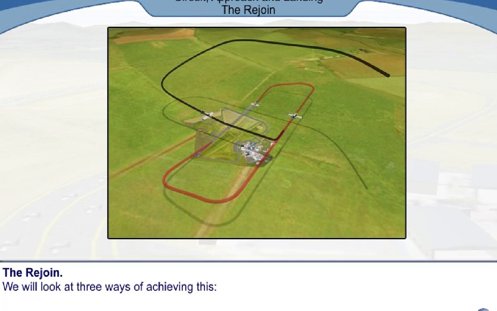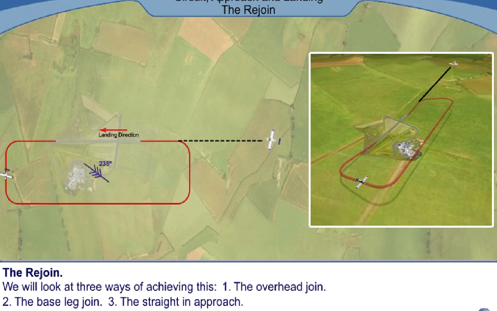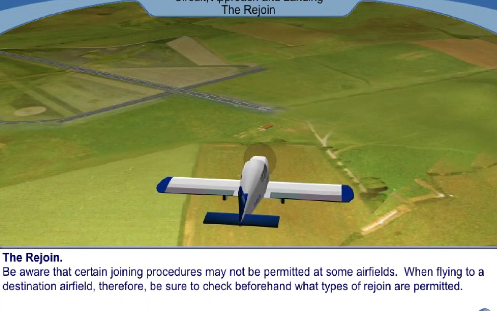We'll look at 3 procedures for rejoining: the overhead join, the base leg join, and the straight-in approach. These 3 methods of joining the visual circuit are in use at most airfields. Be aware, though, that there may be reasons, mainly because of air traffic restrictions, why these procedures may not be permitted at any given airfield. When flying to a destination airfield, therefore, be sure to check beforehand what types of rejoin are permitted for that airfield. In general, however, if the airfield is uncontrolled, one or more of the rejoins described here should be acceptable.